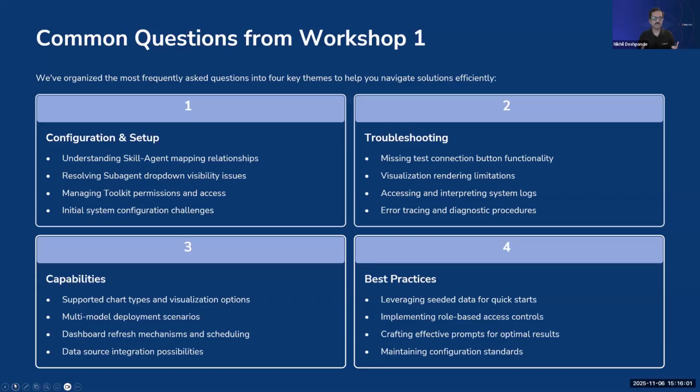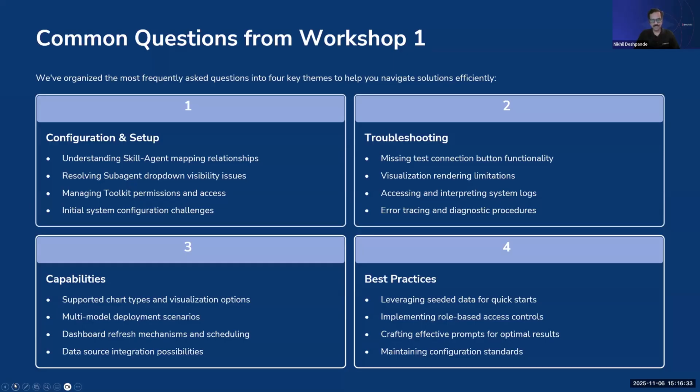Seeded data is supposed to be used as a template. You're supposed to create a record from seeded data and then use your custom record, which is copied from the seeded data, in your configurations for model, agent, sub-agent, skill, all of these. If you don't follow this process and use the seeded data directly, it might seem to work initially.